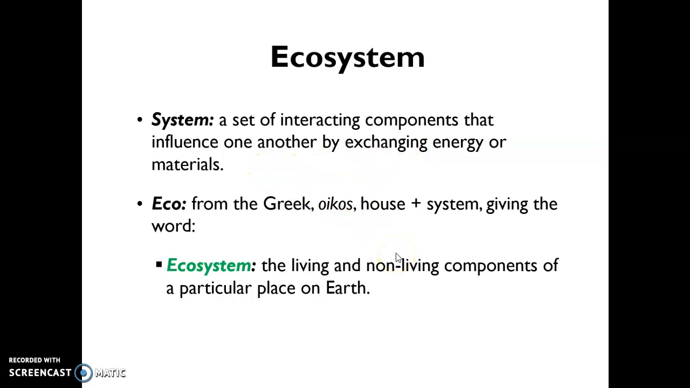Let me give you a few examples of ecosystems. An ecosystem might be an aquarium in your home. That's very small, but it includes components that are living and non-living. It includes the fish, which are living. It may include rocks or other decorations that you have. It may include the amount of oxygen in your tank, which is a non-living component. But together, this little system interacts, and it's an ecosystem.